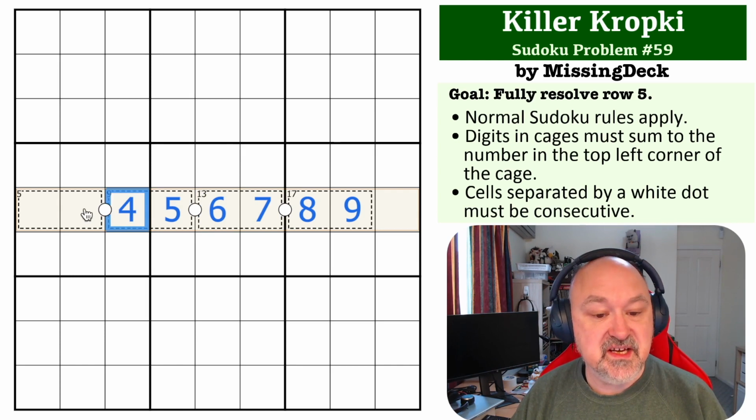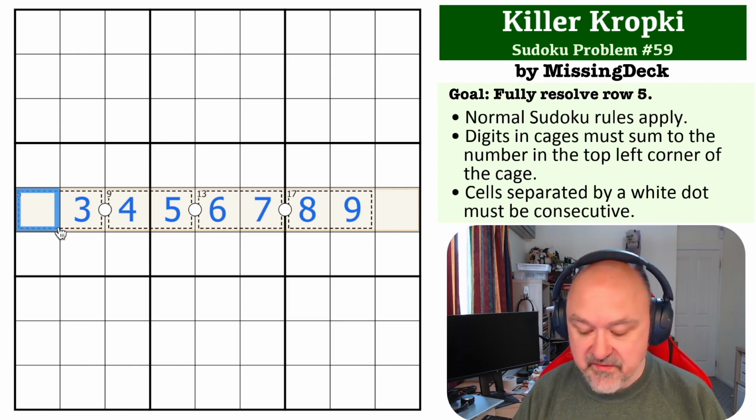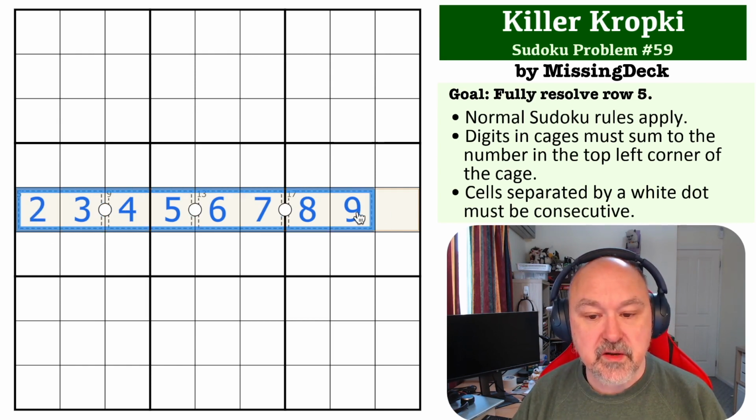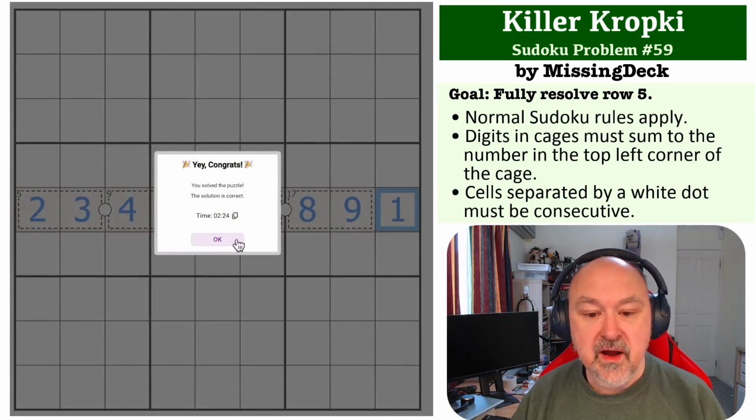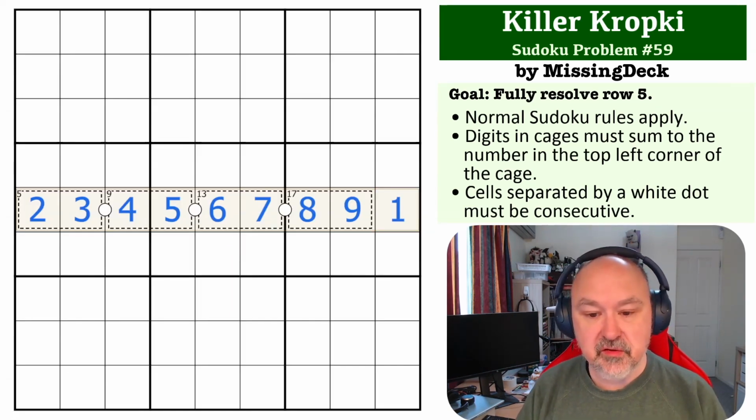The only digits consecutive with 4, because this is a consecutive dot, are 3 and 5, and 5 is already gone, so this becomes a 3. In order to complete the 5 cage, this needs to be a 2, and in order to complete the row, we need to put in a 1. And that is the solution to the Killer Kropki problem.